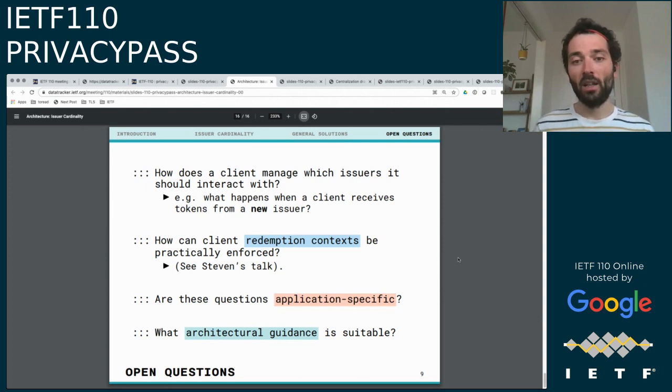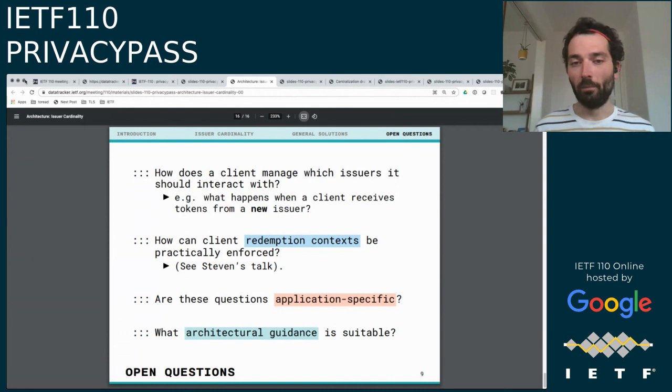But the key one is how does a client manage which issuers it should interact with, which has been an ongoing discussion point for a few meetings now. In particular, for example, what happens if a client has a bound on the number of tokens it holds for different issuers? What happens when a client receives tokens from a new issuer? Does it just drop all its old tokens, or could this lead to attacks whereby adversaries could just keep flooding or flushing the client token storage by just sending tokens from new issuers?